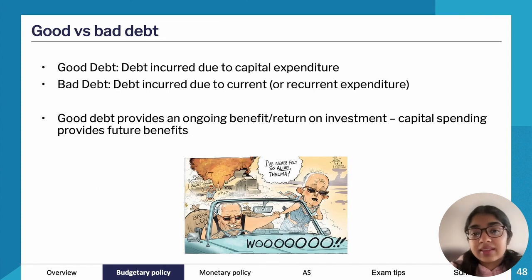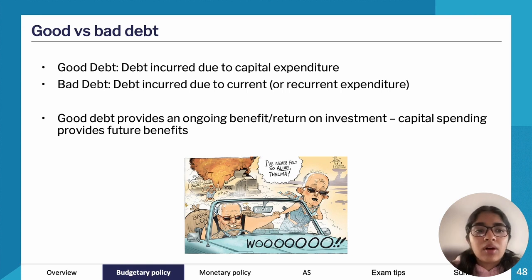Able to distinguish between debt that is good and debt that is bad. So good debt is usually classified as something that's because of capital expenditure. So basically stuff like infrastructure, things that give you an ongoing benefit, so even in the future, or even returns on your investment. Capital spending is an example of good debt. So capital spending like infrastructure, better roads to improve supply, and so on. Bad debt is debt that you get from current expenditure. So current expenditure such as government salaries, so salaries for employees. It's a once-off thing. It doesn't really provide any future benefit.